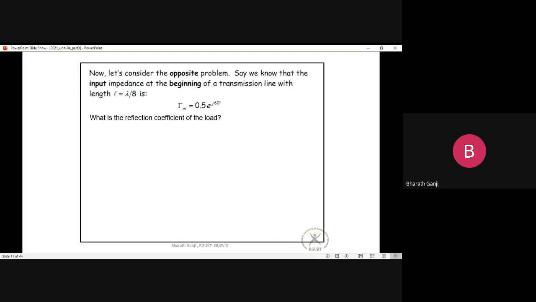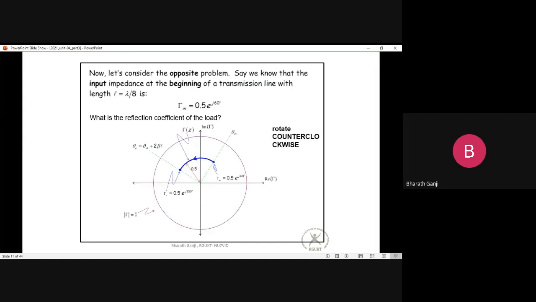So being said that, if the reflection coefficient at the input is given, and you have to trace back the load impedance, or you have to trace back what is the reflection coefficient at the load. Before we started with the load, and as I moved away from the load, what is the reflection coefficient, I went in clockwise direction, but now the question is reverse. So the question is like this.